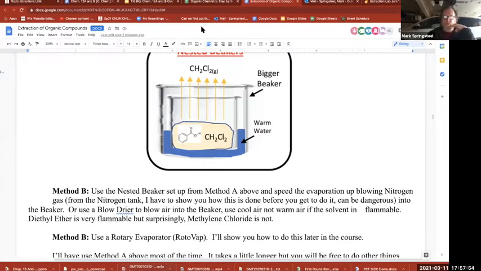Or you can use a blow dryer. But you don't want to use a blow dryer if your stuff inside here could be oxidized easily, because then you're adding heat and oxygen from the air when you blow at it. Nitrogen is the safest way because nitrogen's unreactive, so your molecules in there are being surrounded by nitrogen. Oxygens get pushed away from it. Okay.